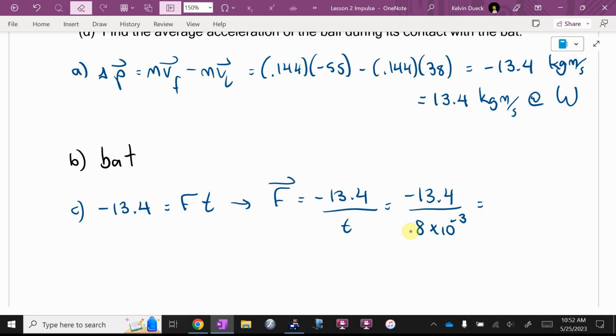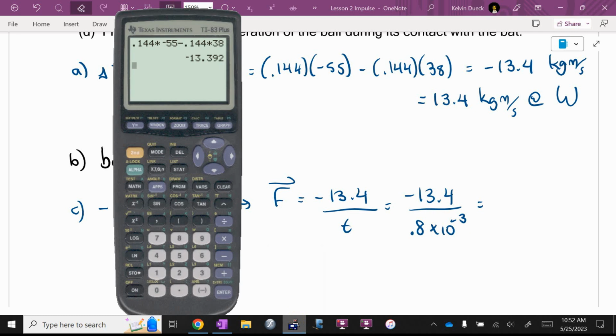Oh, was it 0.8? 0.8 times 10 to negative 3 will work. But yeah, actually 8 times 10 to negative 4 would also be the same thing. Good use of exponents. What do you get? Negative 16,750?